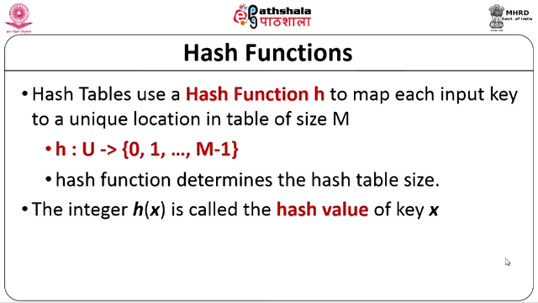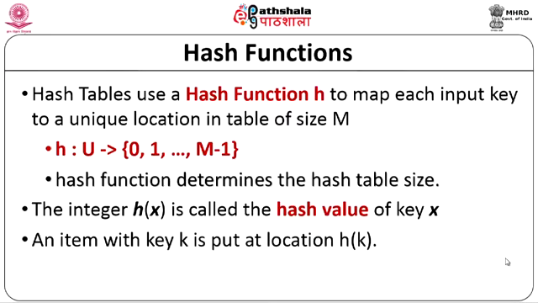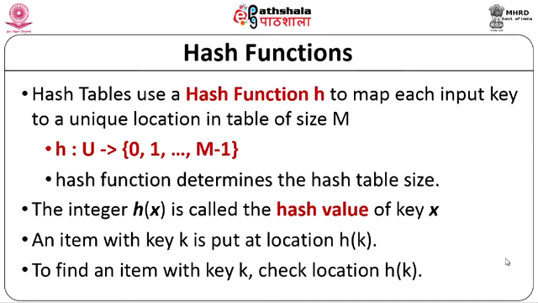So, you have a key k or x, and the h of x, that hash function h that you use for mapping from the universal key set to a location in the hash table, is called the hash value of key x. An item with key k will be put in that particular h of x, the integer or the slot in the table. To find an item with key k, you have to first check the location h of k.